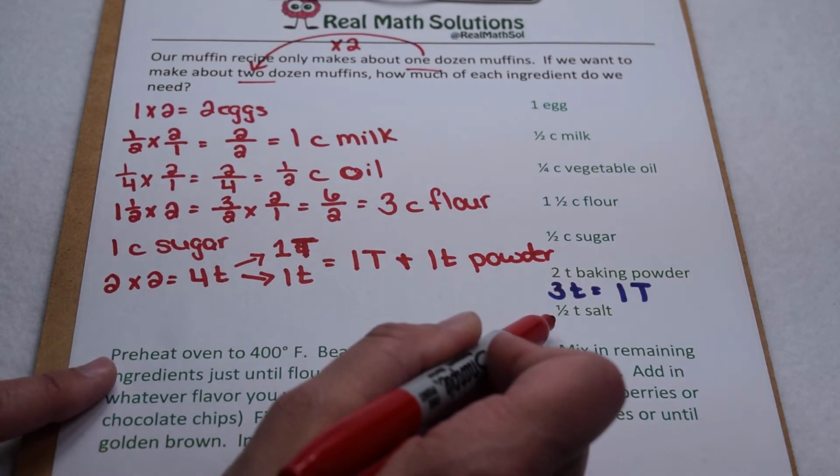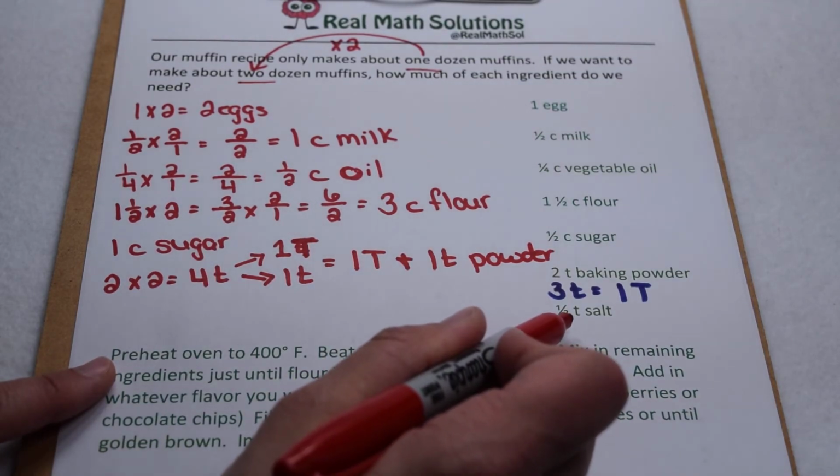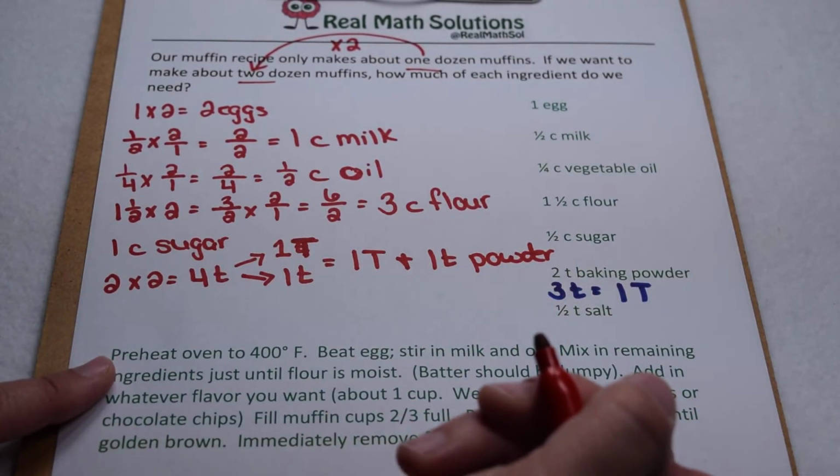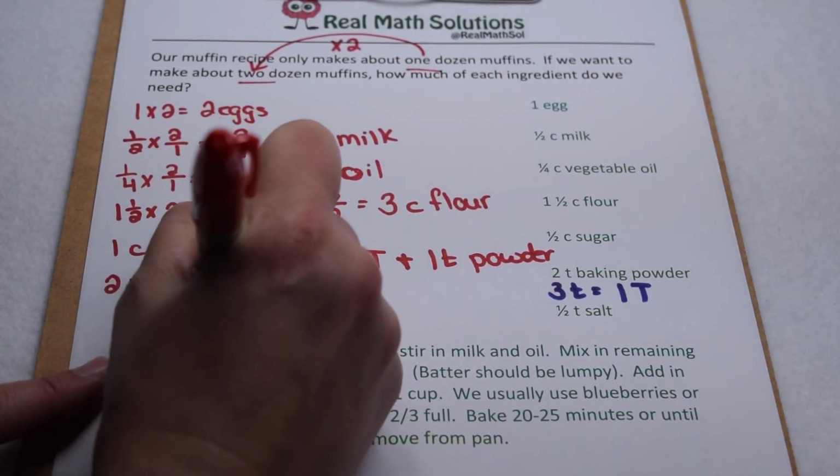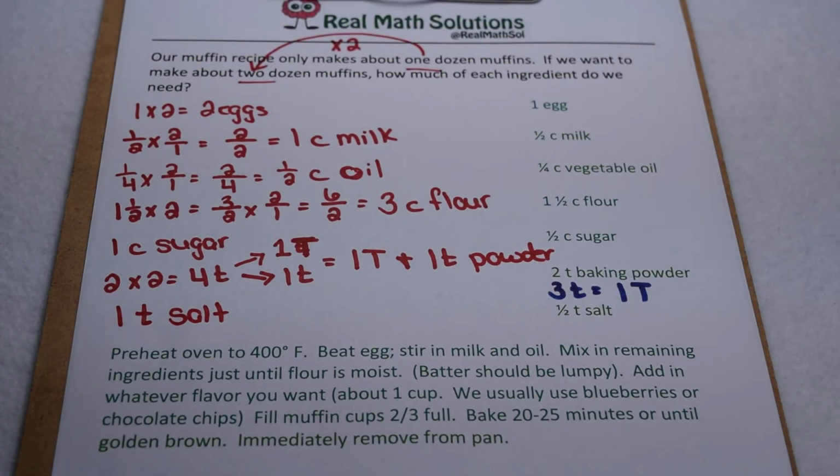Our last ingredient is salt. We need a 1/2 teaspoon of salt. Well, we already know that 1/2 times 2 gives me 1, so that means we're going to need 1 whole teaspoon of salt. From there, you can make your double recipe of muffins and enjoy.